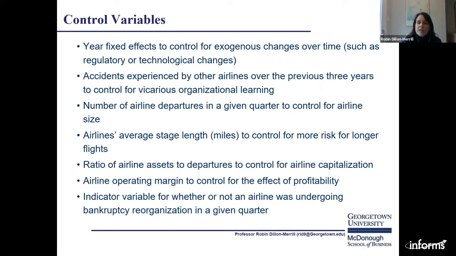We also had a ratio of airline assets to departures to control for airline capitalization. We also had airline operating margin to control for the effects of profitability. And we had an indicator variable for whether or not an airline was undergoing bankruptcy reorganization in a given quarter. So would any of the capitalization, profitability, or bankruptcy, how would any of these financial factors also be potentially influencing accidents?